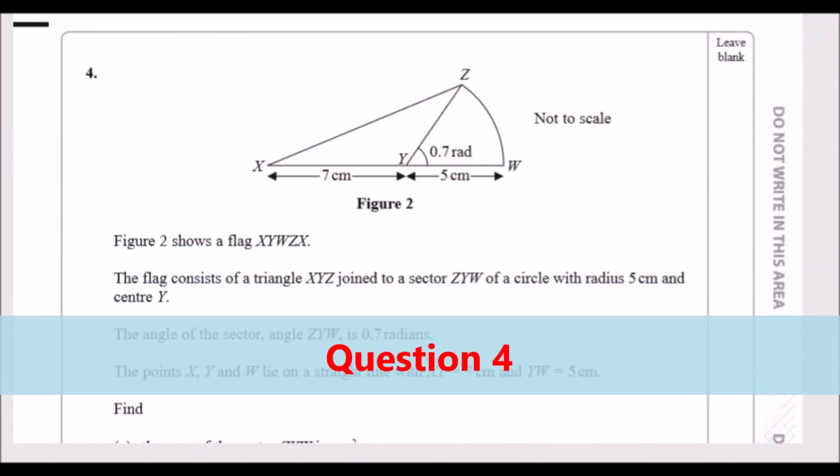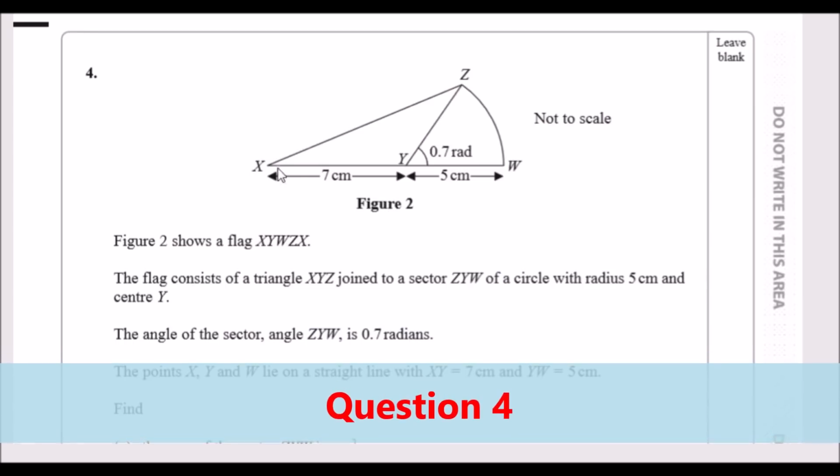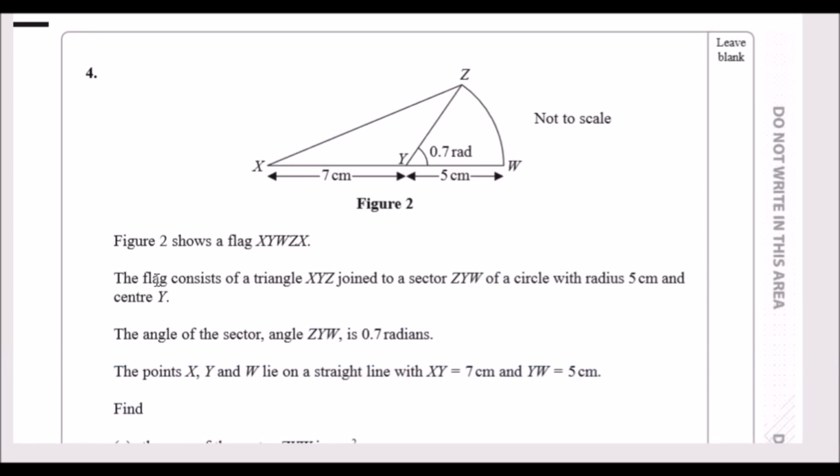Alright, number 4, guys. Let's check this out. So figure 2 shows a flag XYWZX, so the whole shape around. And the flag consists of a triangle on the left side and a sector over here, with radius 5 centimeters up and across. So just think of this part at point Y as the center of a circle. So the radius is here and here. So both of these have a radius of 5 centimeters.